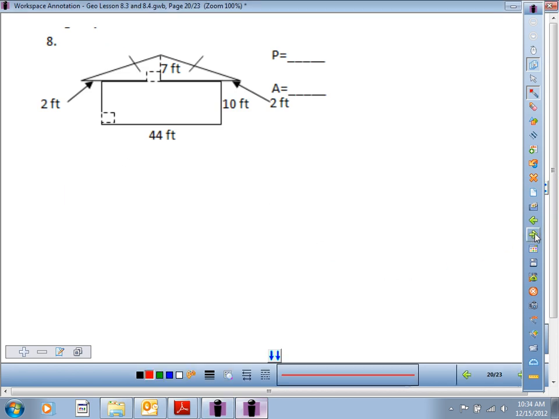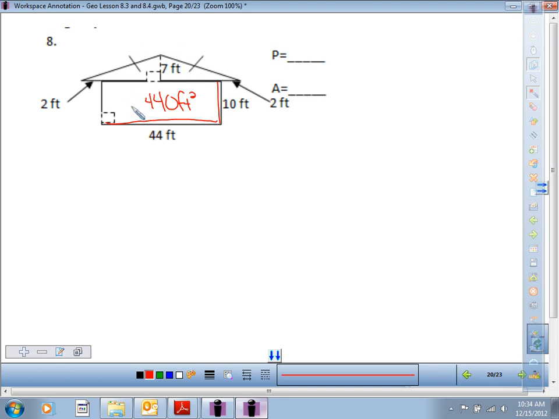Another one right here. What we have here is we have two shapes again. We have a triangle on top of a rectangle. So when we calculate perimeter, we'll get to that here in a little bit. Let's do area first. So if we calculate the area of this rectangle, it's 44 times 10. Length times width. So 44 times 10 is 440. So we have 440 square feet here.